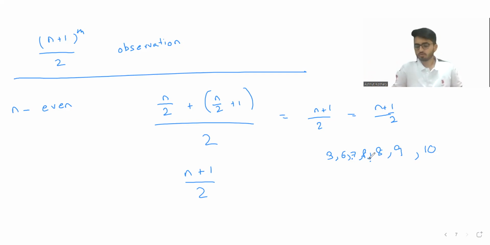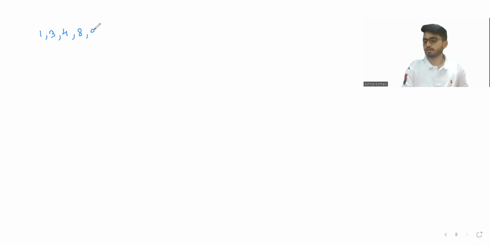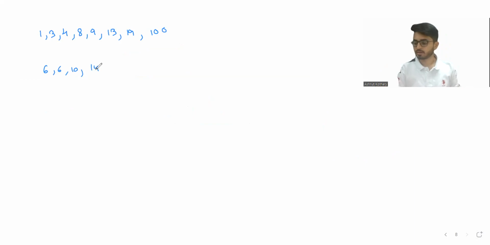Now, mention one of the advantages of using median instead of mean. Before going into that, let me just give you an example. 14, 6, 10, 1, 2, 3, 4, 5, 6, 7.